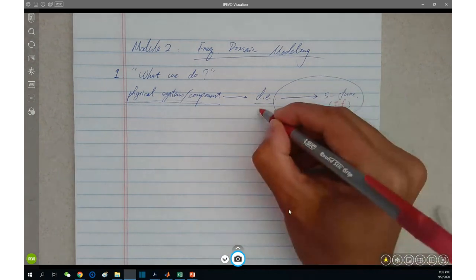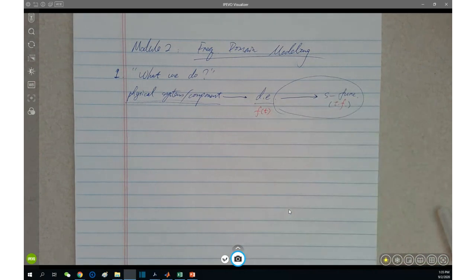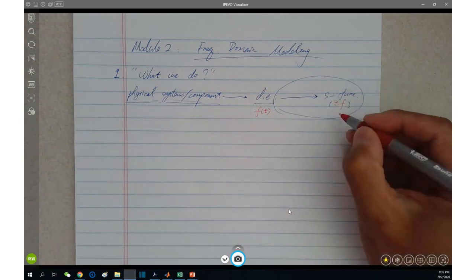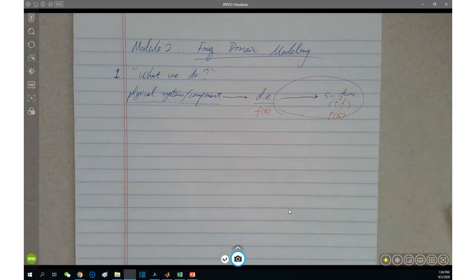Differential equation is in terms of time, at t. Does this make sense? It's a function of t. Your derivative is with respect to t, generally speaking, at least. S function is what? In terms of s. Of course, that's why we call it S function. So transfer function is in terms of s. Differential equation is in terms of t. So first of all, this is the first thing you need to know.